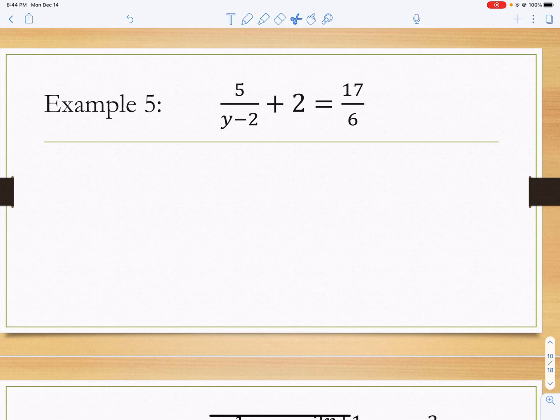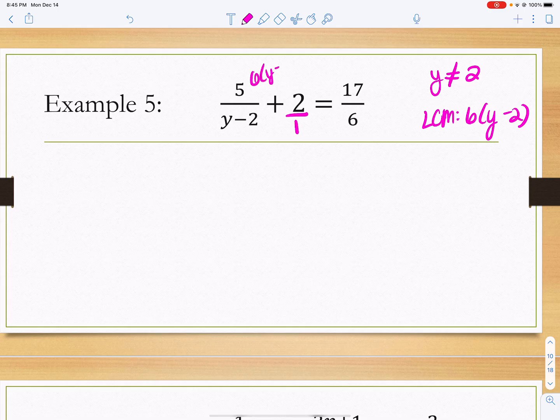Okay, so I first would like you to try this one, but let's put it over 1. So I would like you to pause right now. All right, you should have worked this. So you should know y can't equal 2, and my LCM is going to be 6(y minus 2). So I'd multiply each term by 6(y minus 2). When I start canceling, the y minus 2's cancel and I get 30.